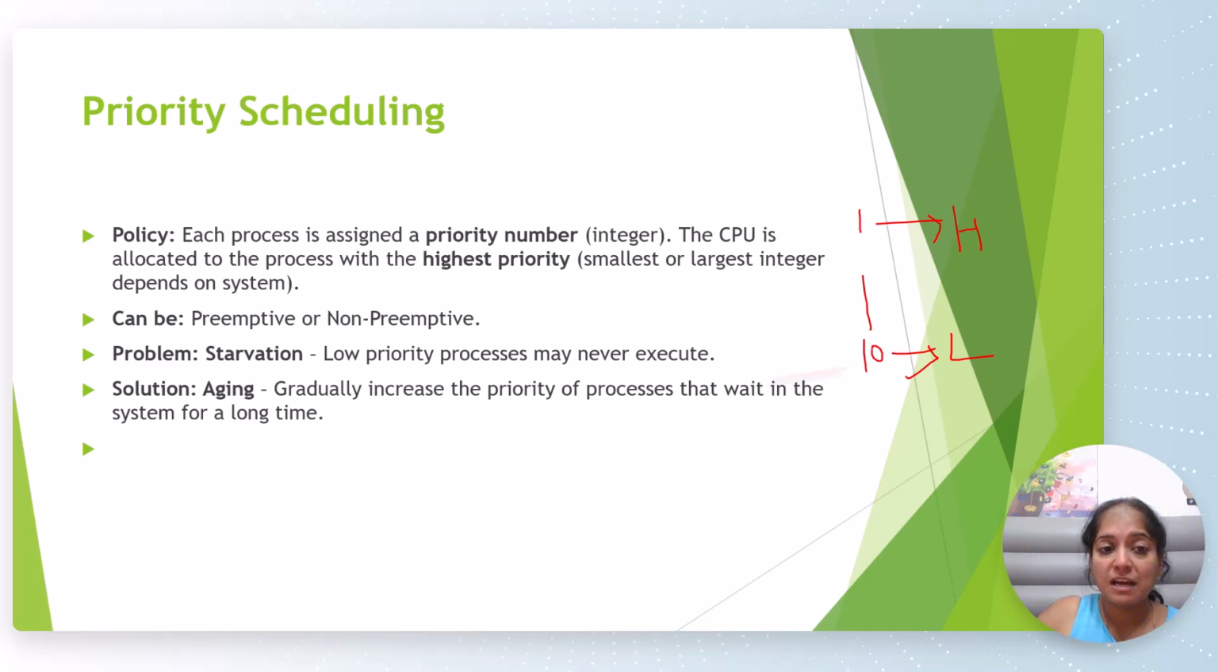Again, the problem of starvation is there. It may happen that a low priority process may never execute because higher priority processes keep coming into the queue, and the lower priority process will not get its chance. So what is the solution? The solution is aging. In aging, if a process has waited for a long time, we gradually increase its priority. So at one time, a lower priority process will become a higher priority process and it will get the CPU for execution.